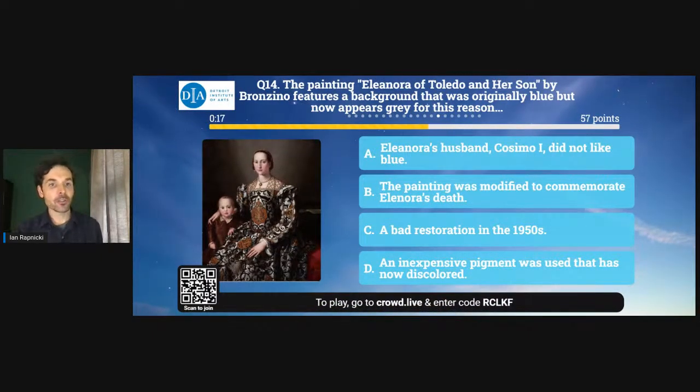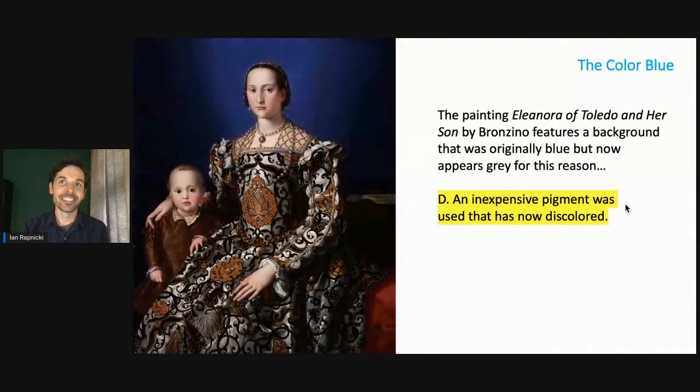Was it a bad restoration in the 1950s? Or was an inexpensive pigment used that has now discolored? Why was the blue background turned gray? Why has it turned gray? All right. The answer is D. An inexpensive pigment was used that's now discolored.